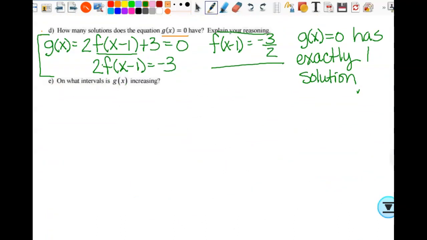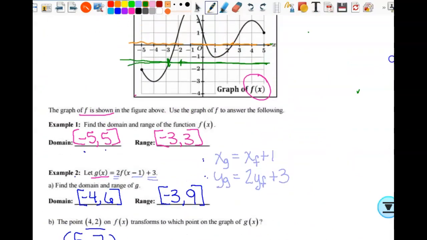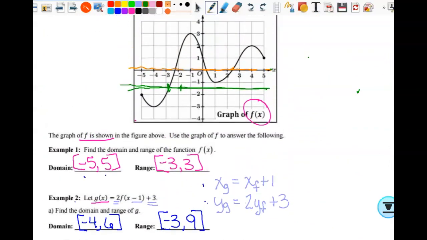All right, so then it says, on what intervals is g of x increasing? Well, I have f of x. I don't want to have to graph g of x, so I want to see when g of x is increasing. Can I figure out from my graph when f of x is increasing? When does f of x start increasing?